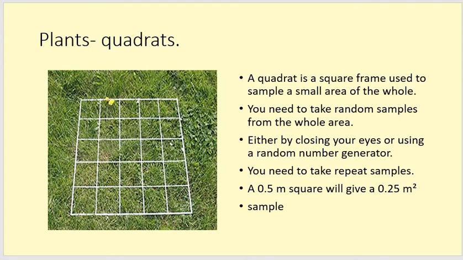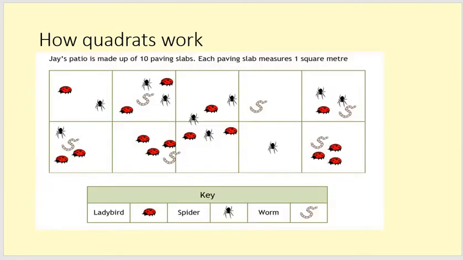If you've got a quadrat, you can either put it randomly in the field by closing your eyes and just dropping it, or you can use a random number generator to say where to put it using coordinates that you would have on a map. You need to take repeated samples, and you need to remember that if this is your quadrat, it's 50 centimetres long and 50 centimetres wide, then that's a half and a half, but when you multiply it, that's actually only going to give you a quarter of a square metre, so you need to be careful when you're sizing up the larger area.